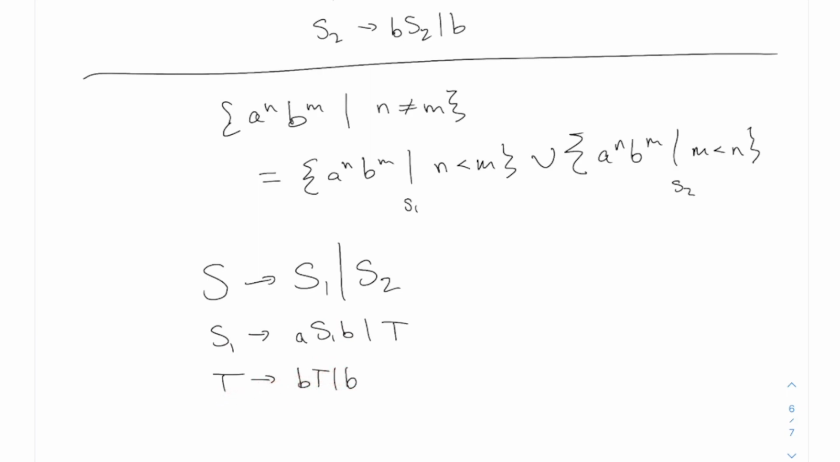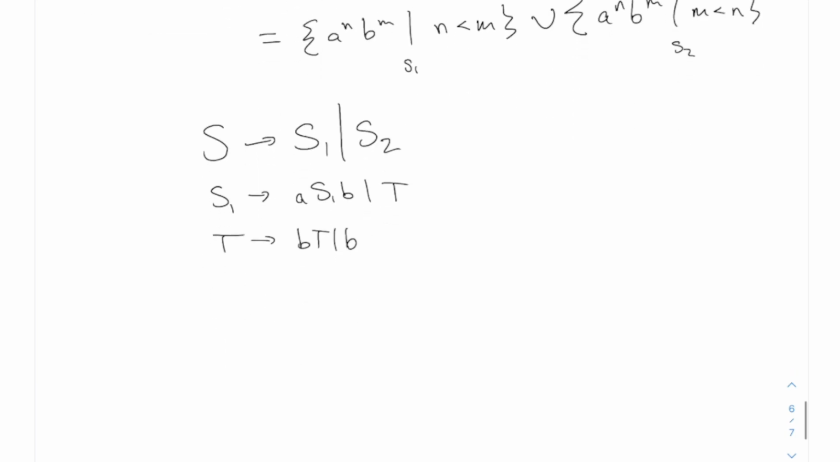And then, how about the other one, S2? Someone want to tell me how to do this one? It's very similar, not exactly the same, except for the B's. Yeah, the extra B's should be extra A's instead. So I will go S2 goes to A S2 B, or how about R? And then R creates extra A's. R goes to A R or A. I think that'll do it.